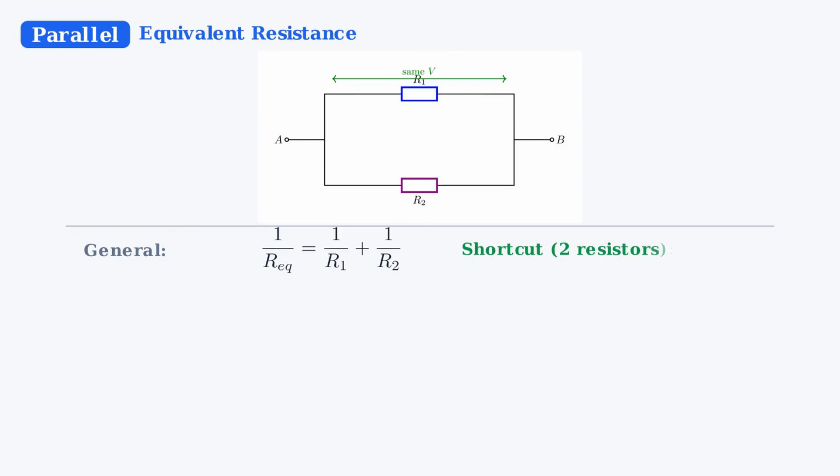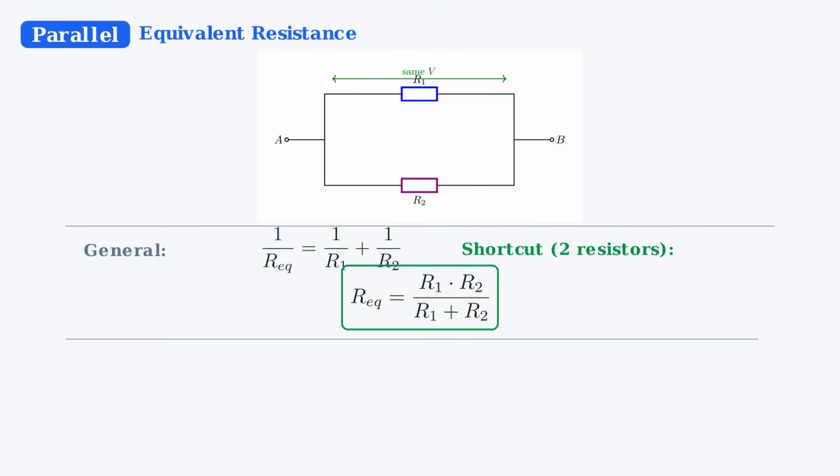This is sometimes called the product over sum rule. Notice that parallel resistance is always less than the smallest individual resistor. Since the voltage is the same, the current divides inversely to the resistance. The current through R1 is V over R1.